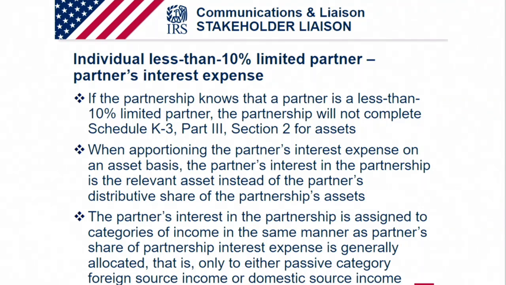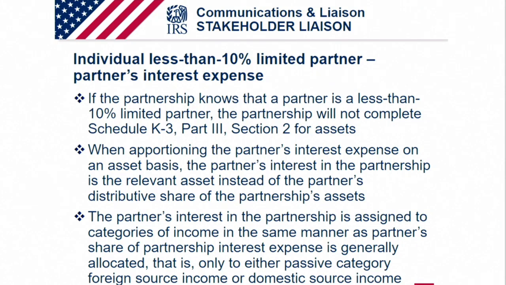So moving on, in this scenario, the partnership will not complete Schedule K-3, Part 3, Section 2, for interest expense apportionment for an individual limited partner who has this less than 10% interest because of this special rule for the passive treatment.